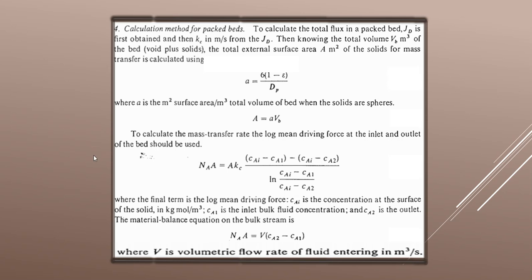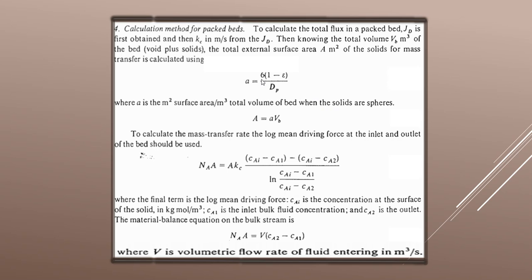Now, what are the different calculations involved when we have flow in packed beds? To calculate the total flux in a packed bed, the J sub D is first obtained, and then the K sub C in meters per second from the J sub D. So then we can solve for K sub C if we have already determined the J sub D. Then, knowing the total volume V sub B in cubic meters of the bed, void plus the solids, and the total external area A in meters squared of the solids for mass transfer, we can calculate the small letter a, which is the surface area per total volume of bed. Total volume of the bed already considers the solid spheres.